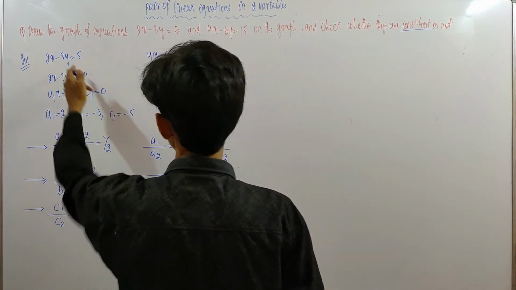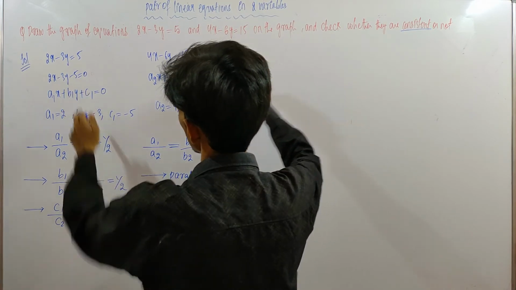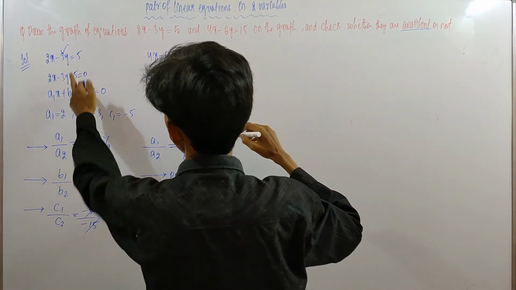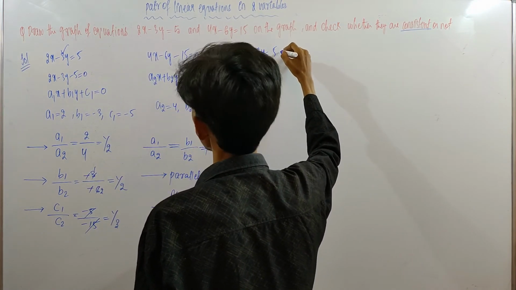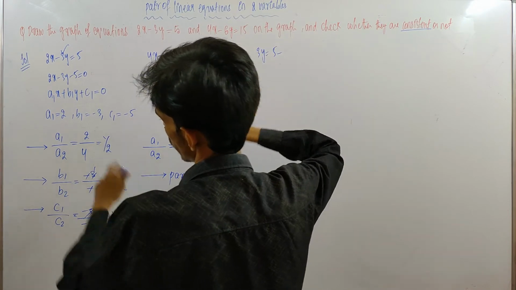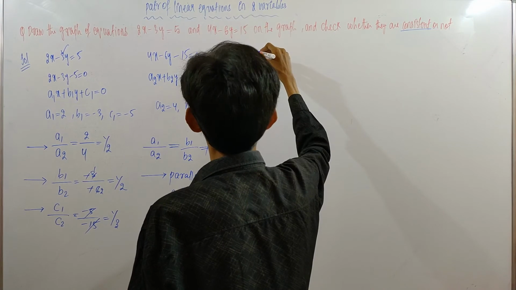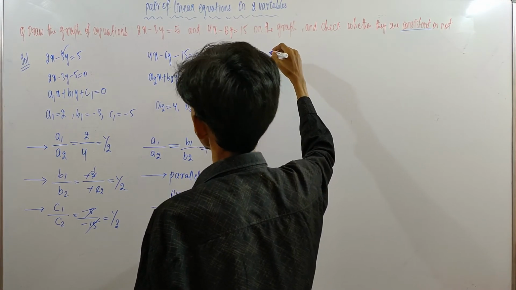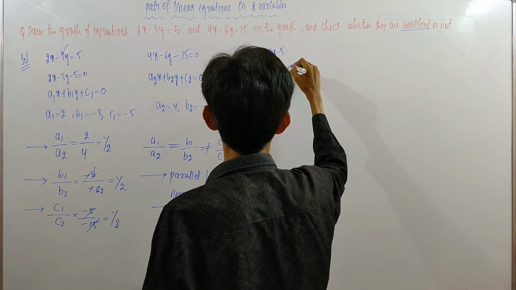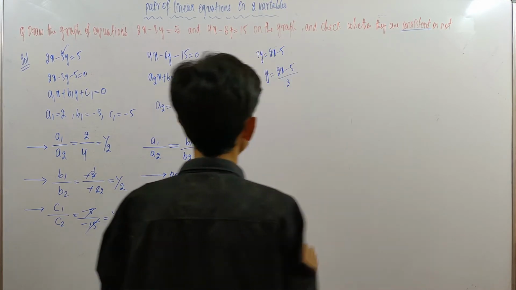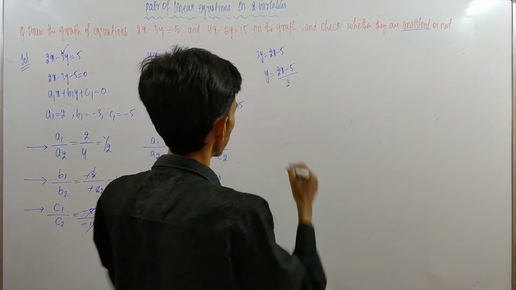Verifying it. We have the first equation. Get the value of y from there. We send this 3y to that side. So we have 3y is equal to 2x minus 5. The y value will be 2x minus 5 divided by 3. So from the first equation we have y value as 2x minus 5 by 3.